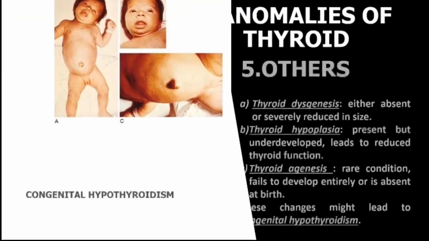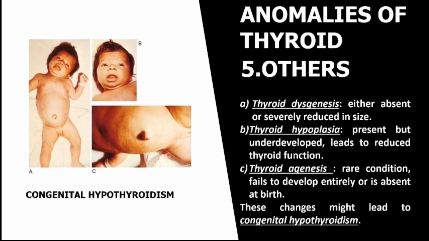Now, various rare conditions such as thyroid dysgenesis, hypoplasia, and agenesis. Thyroid dysgenesis is a condition in which either the thyroid is absent or severely reduced in size, whereas thyroid hypoplasia is a condition in which thyroid is present but it is underdeveloped, so the thyroid is unable to perform its normal function. Whereas thyroid agenesis is a condition in which there is complete absence of the thyroid gland. These all changes might lead to congenital hypothyroidism. This picture represents a baby that is born with congenital hypothyroidism.